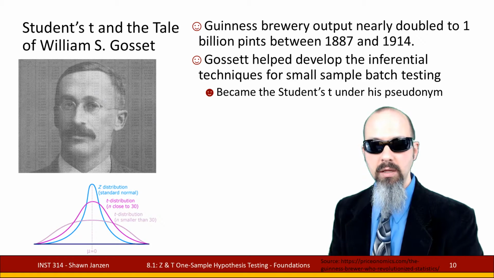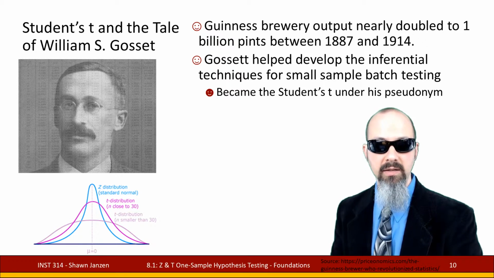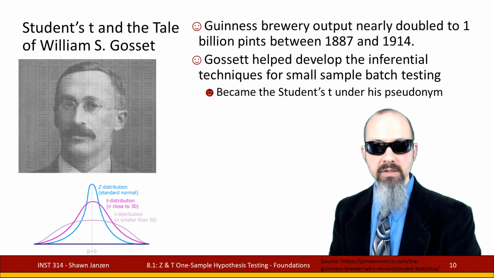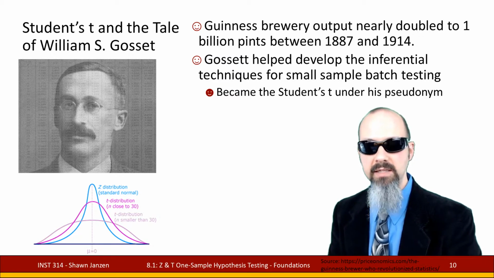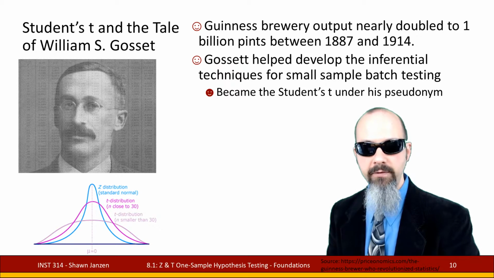And so let's take a step back and go into a little bit of a story mode here. Let's talk about William Gossett and the tale of the student's t. William Gossett was a brewer for Guinness back around 1899 to 1937. And he was often concerned about the quality of beer over at Guinness.